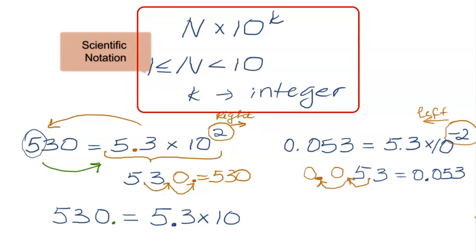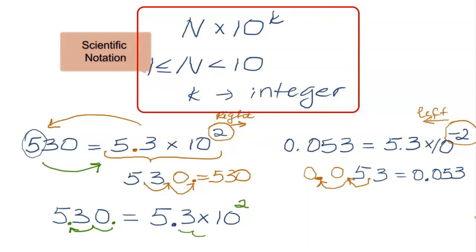And then since we moved the decimal point 2 times to the left, we put a positive 2 power, because to convert back from scientific notation to standard notation, we'll have to move the decimal point 2 times to the right. So we need this power to be positive.